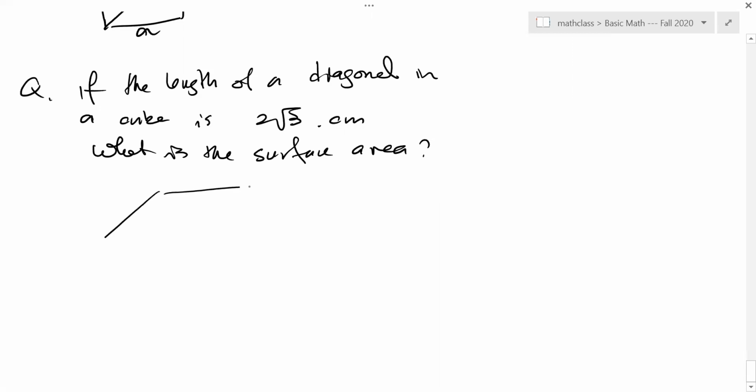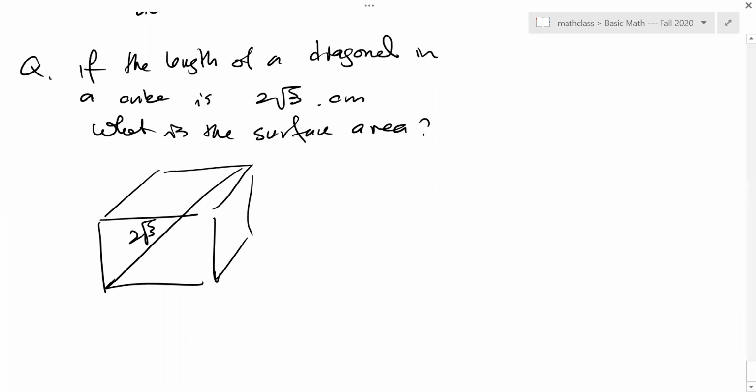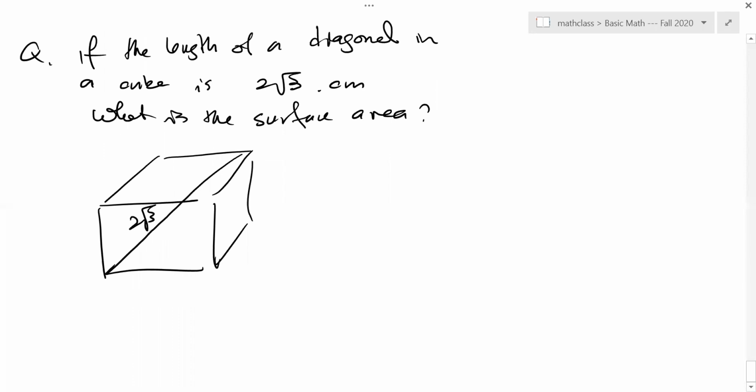Okay, so that means I have a cube. I know the diagonal is 2 square root 3, and that length uniquely determines the size of the cube because all the sides are equal, so you can tell everything about volume and surface area. Right, how do you do that?